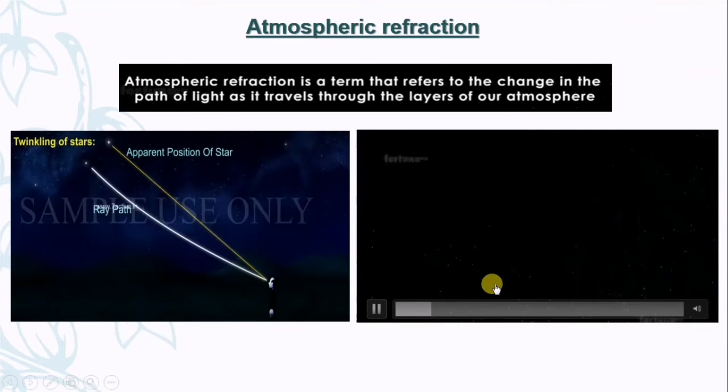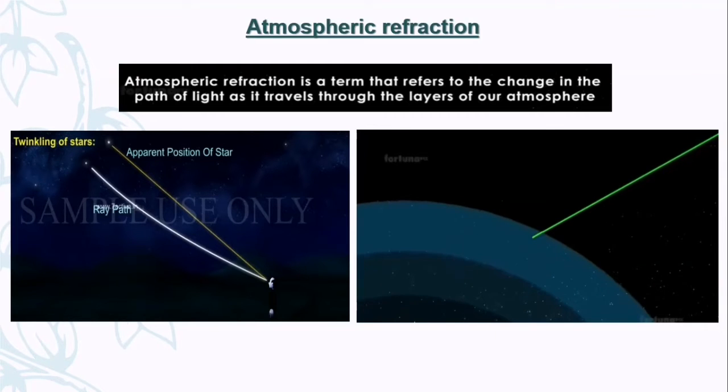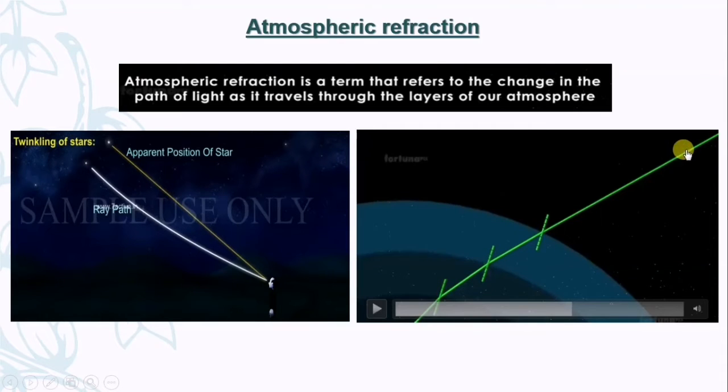During the night, stars appear to twinkle, while in reality they do not. The cause of this apparent twinkling is due to atmospheric refraction. As light rays from the stars travel through the layers of our atmosphere, they bend towards the normal.